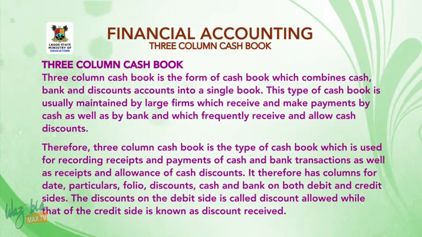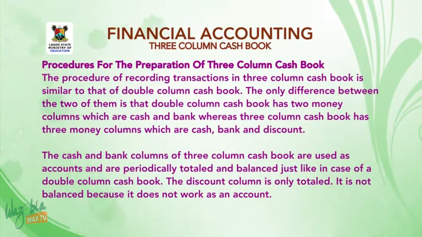It therefore has columns for date, particulars, folio, discounts, cash, and bank on both debit and credit sides. The discounts on the debit side is called discount allowed, while that of the credit side is known as discount received. What are the procedures for the preparation of 3-column Cashbook?